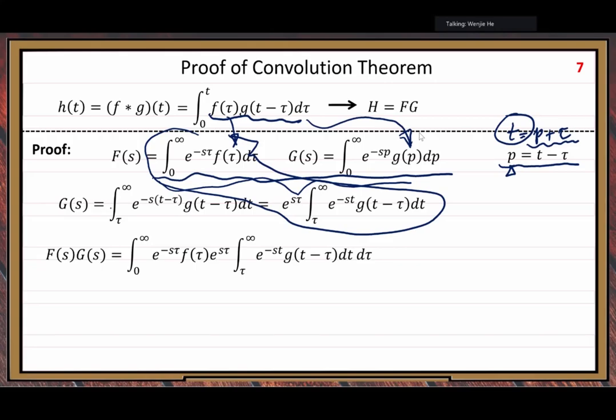Right. Here, because we treat tau as constant, when we do multiplication, you can see that in this integral, s is constant. So think in this way: s is constant. So this is g.